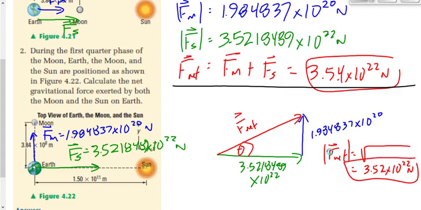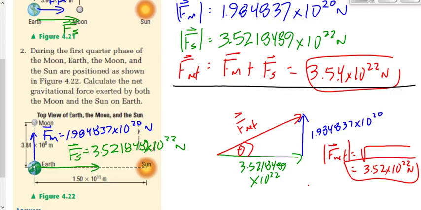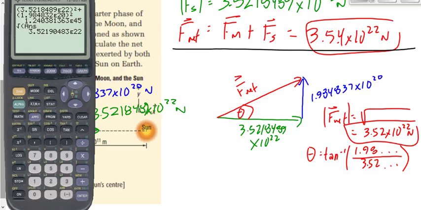3.52 times 10 to the 22 newtons. And then to find the angle, we're going to say theta is equal to the inverse tan of opposite over adjacent, which is 1.98 dot dot dot over 3.52 dot dot dot. So second function tan, 1.984832. Go with the unrounded number there, times 10 to the 20, divide it by 3.5218489 times 10 to the 22.